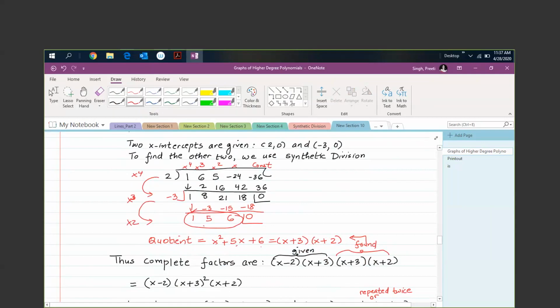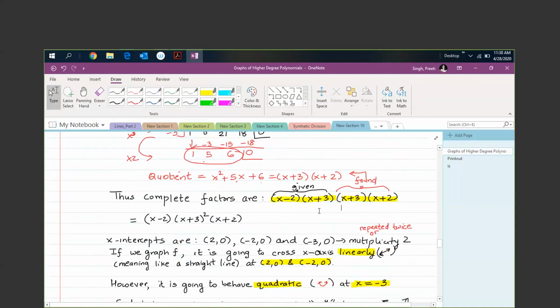These 2 were given, the black ones. And so if you look here, I'm on this part. The black ones were already given, and I found these ones. So as you can see, the -3 is occurring twice. The complete factored form, if I combine these two right here, I can write this as squared.